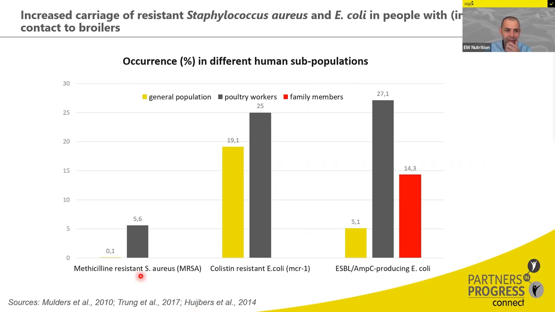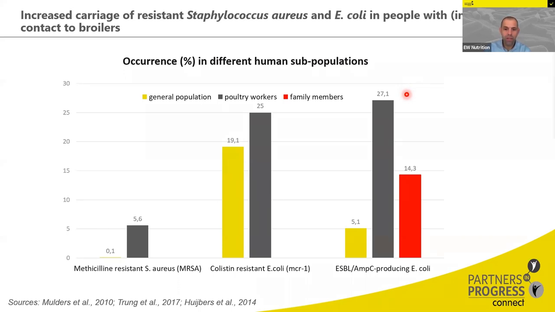And by comparing the yellow and the gray bars, all three graphs are showing us that compared with the general population in yellow, the presence of resistant bacteria in poultry workers is higher than in the general population. There's also a strong indication of spread to family members of poultry workers, because here, in the case of the ESBL AmpC producing E. coli, about 27% of the E. coli occurring in poultry workers are resistant.